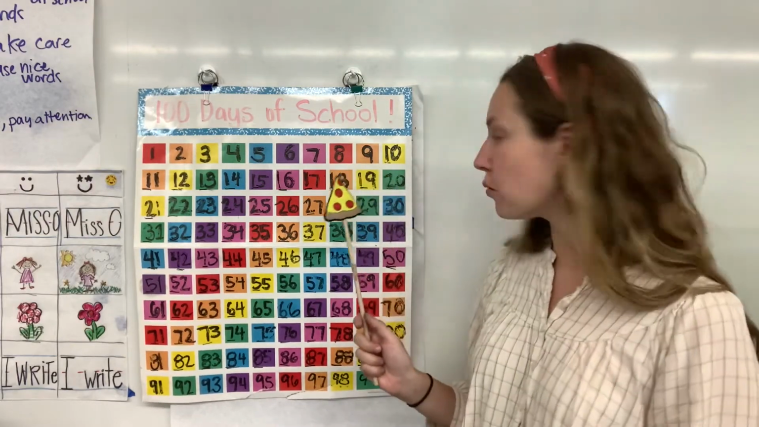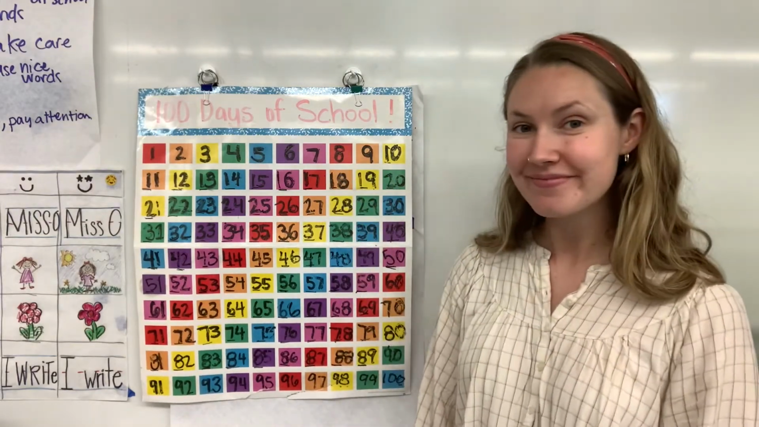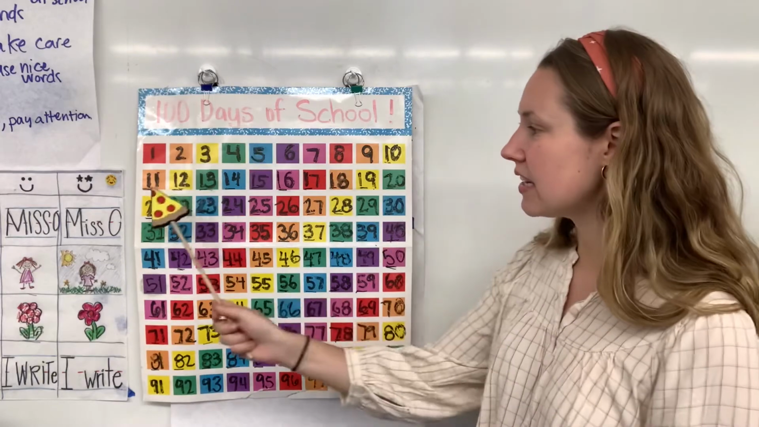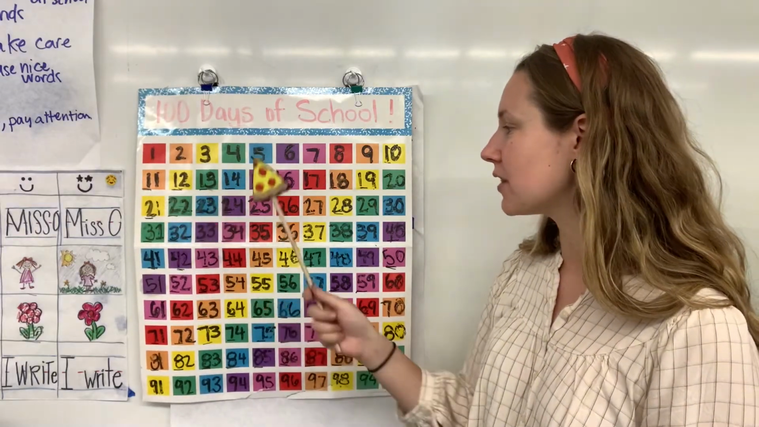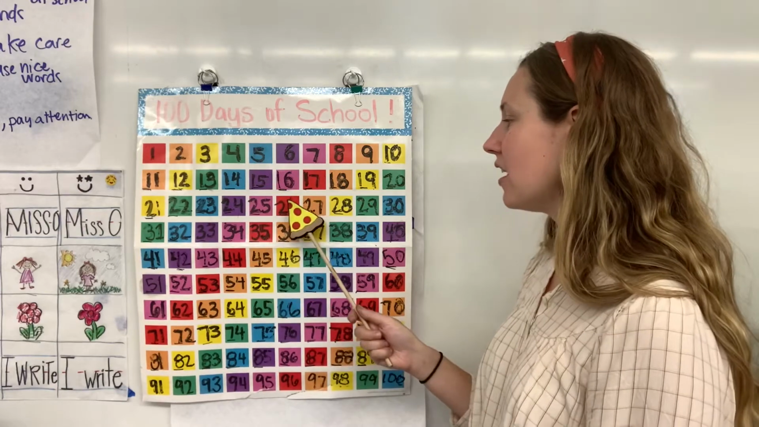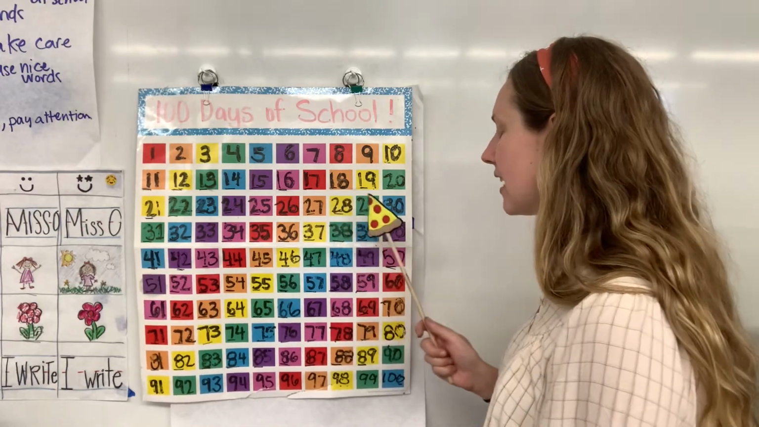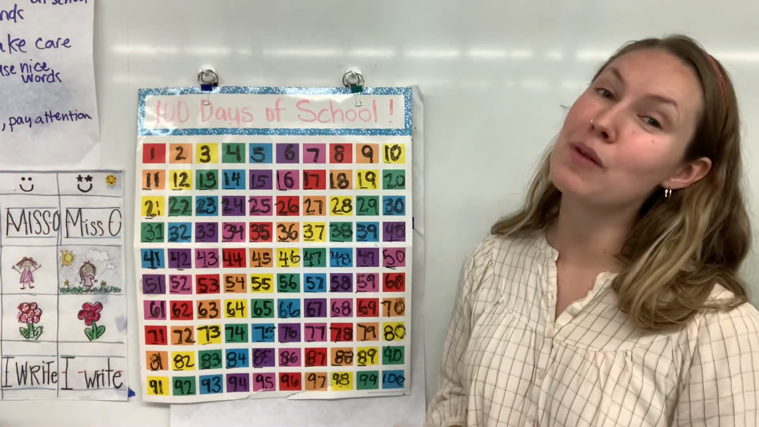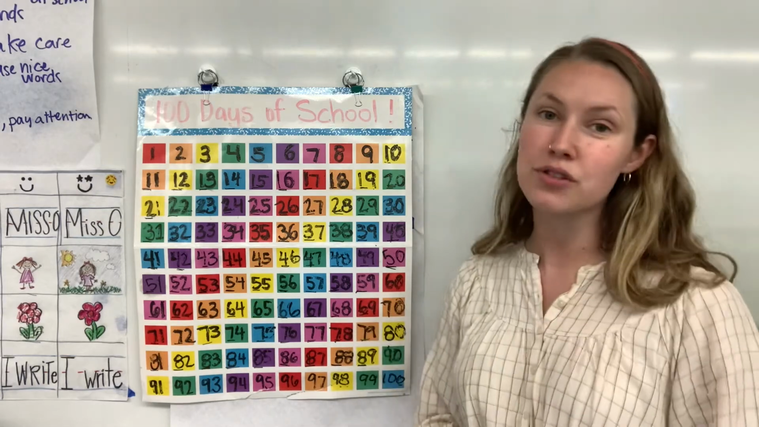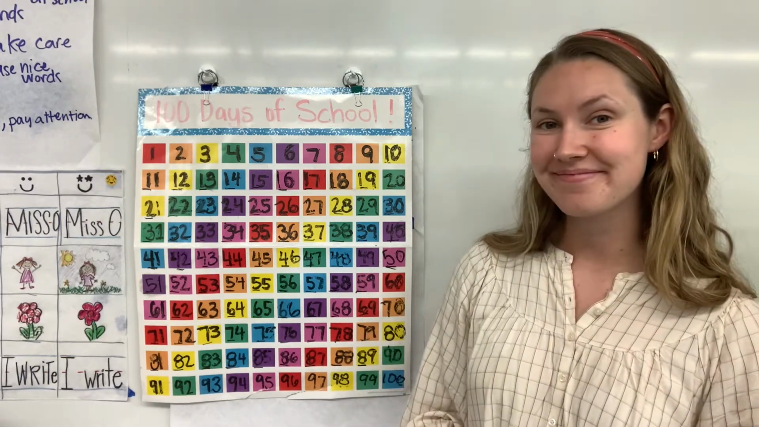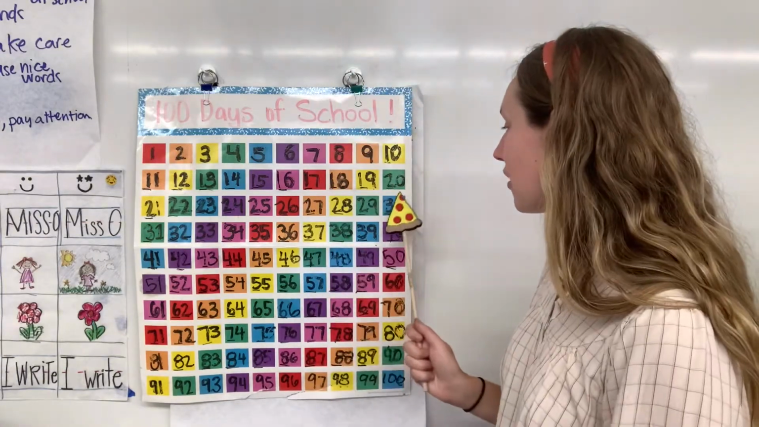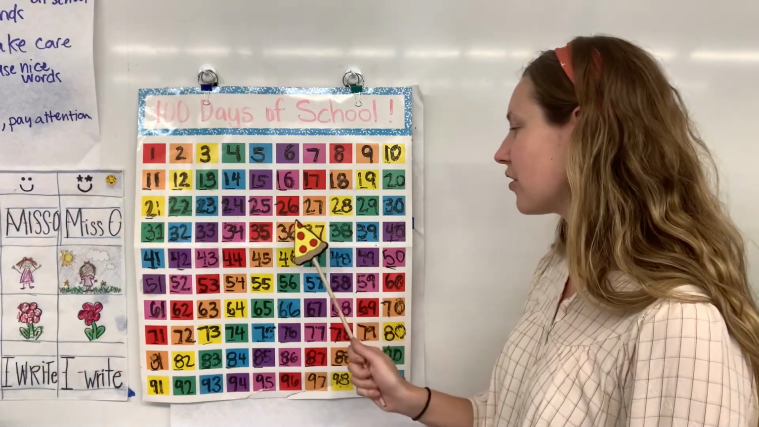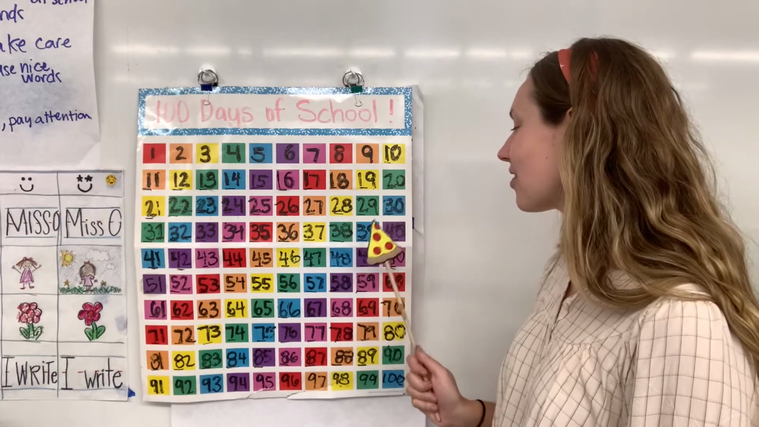20. And what do 20 through 29 have in the front? A 2. They have a 2 in the front. 20, 21, 22, 23, 24, 25, 26, 27, 28, 29. And next comes 30. And what do all of our 30s have in the front? What do 30 through 39 have in the front? A 3. 30, 31, 32, 33, 34, 35, 36, 37, 38, 39.